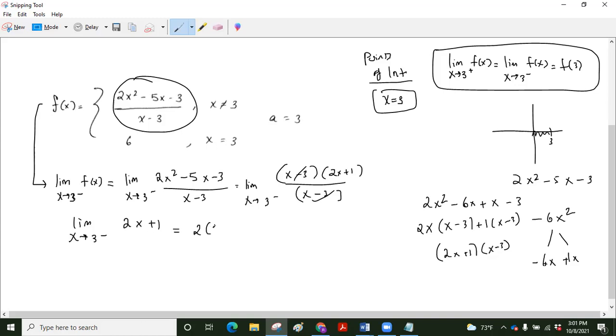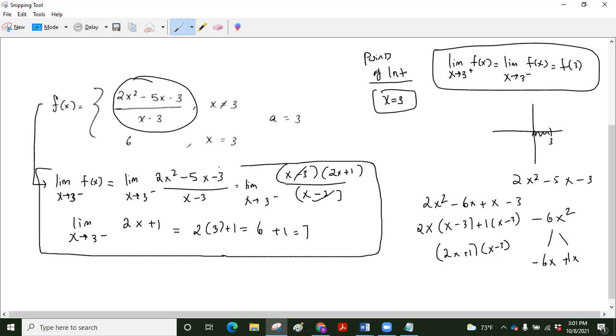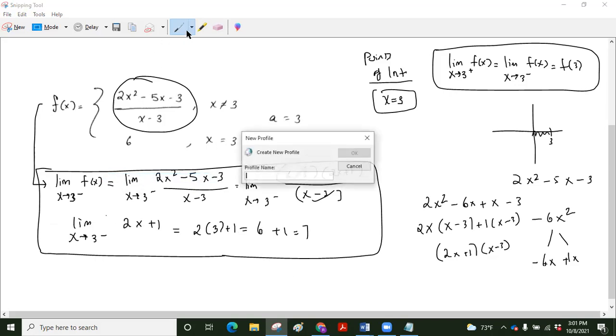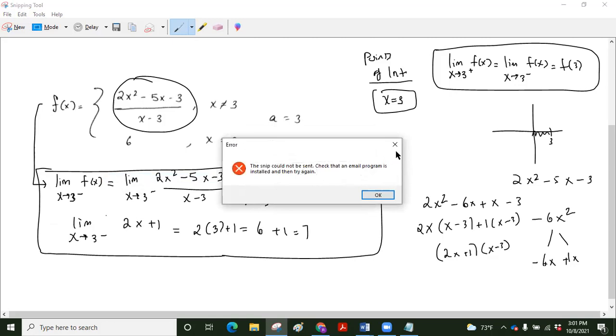So now I can say that this is 2 times 3 plus 1, which is 6 plus 1, which is 7. So the limit as x approaches 3 from the left is 7. Not too sure what happened there.